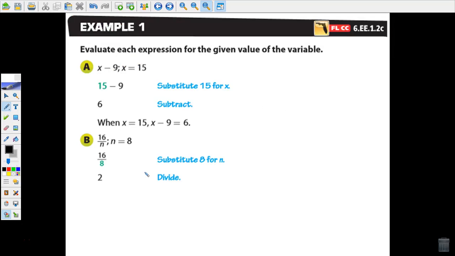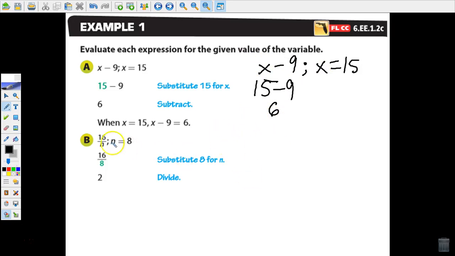All right, let's check it out. Example 1. Evaluate each expression for the given value of the variable. So like I said, they give you the expression x minus 9. They give you the semicolon, and they say, hey, x equals 15. They want you to substitute 15 for x, and then just complete it. 15 minus 9, we should all know is 6. So when x equals 15, this expression will equal 6.